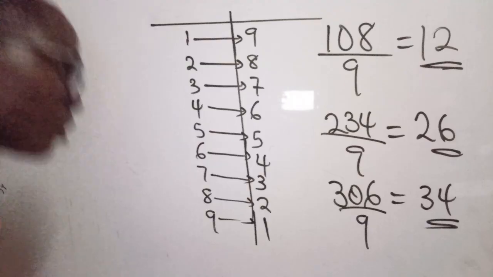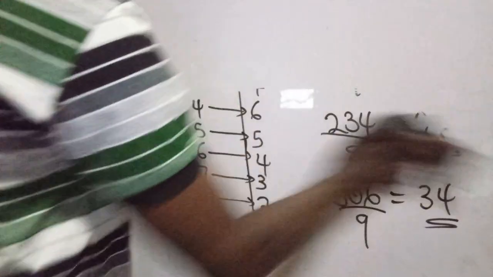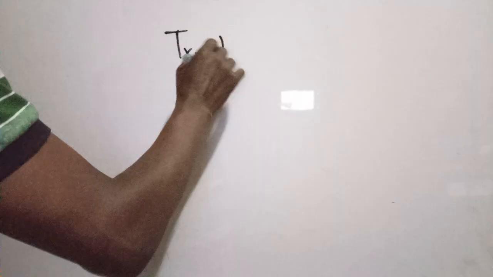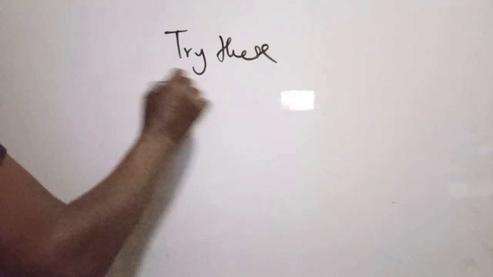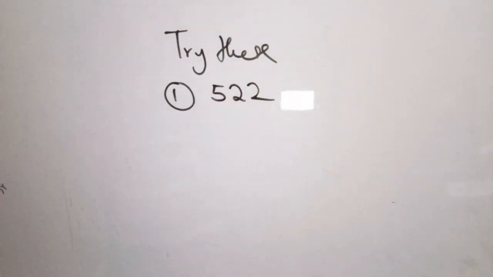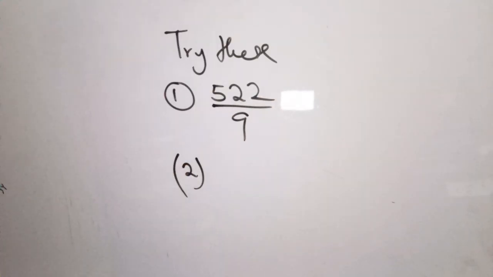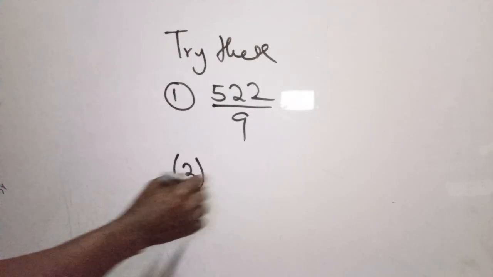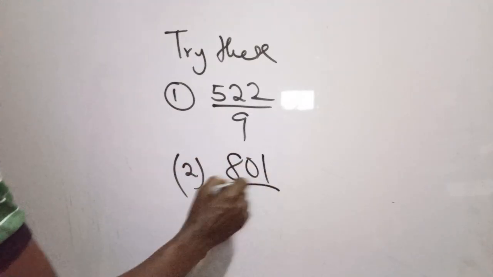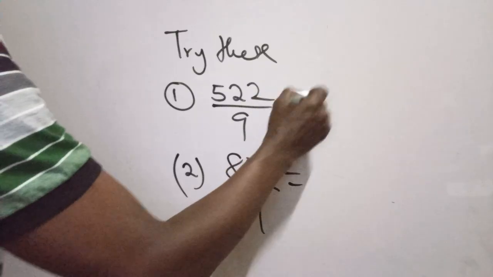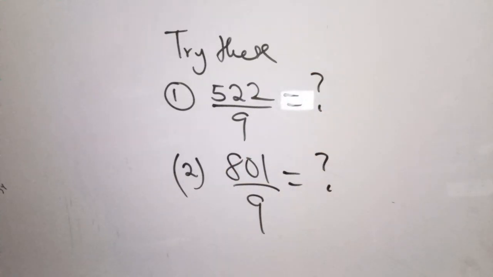Now let me give you these short exercises. Put the answer in the comment section. That is one of the wonders of mathematics. Now try this. 1, 5, 2, 2 divided by 9. And 7, 0, 801 divided by 9. Put your answer in the comment section.